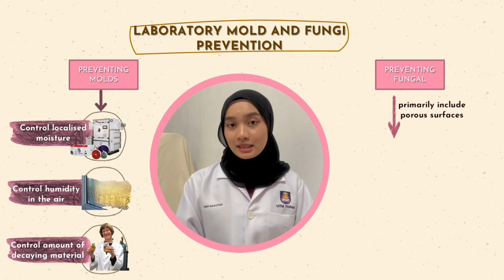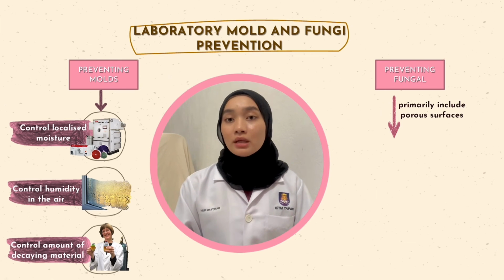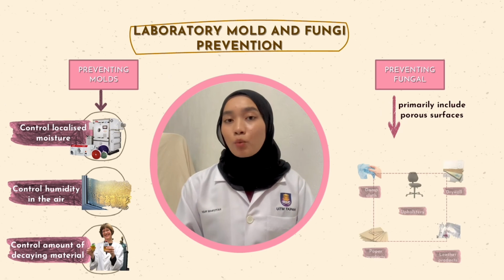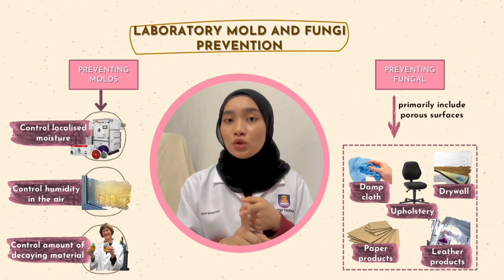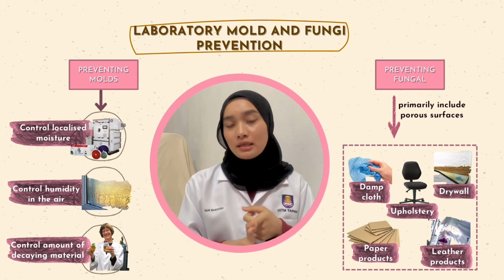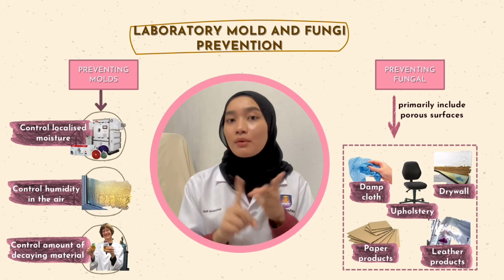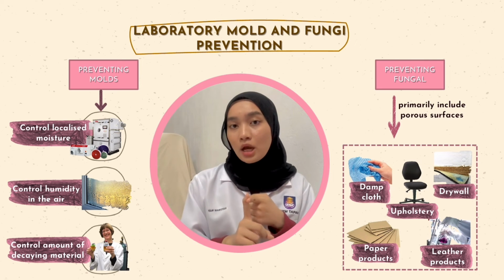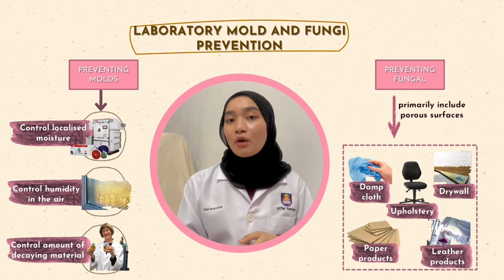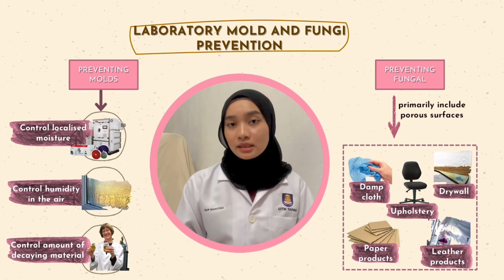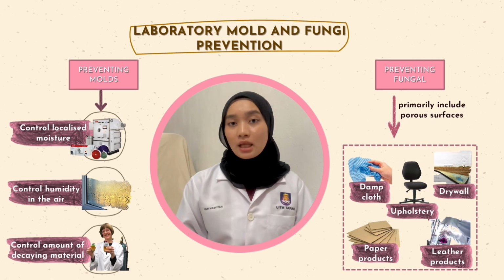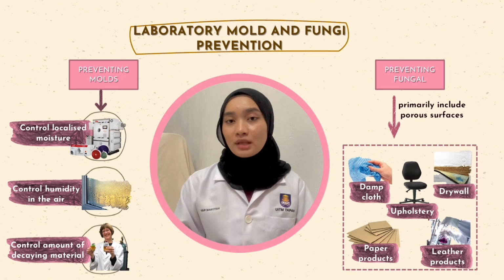Other than that, materials known to readily support fungal growth primarily include porous surfaces such as damp cloth that is used after an experiment has been conducted, upholstery, drywall, paper products, and leather. These soft materials are capable of retaining large amounts of water and provide spores with an abundant surface area to establish viable colonies. However, non-porous plastics, woods, and composites have also shown the ability to sustain fungus.